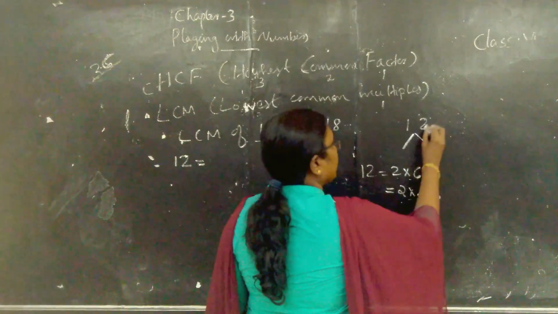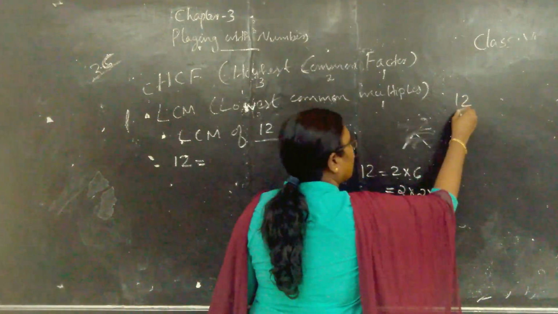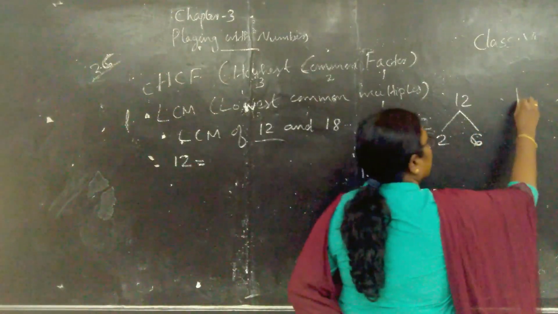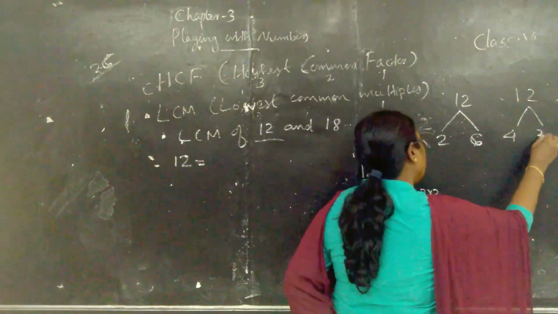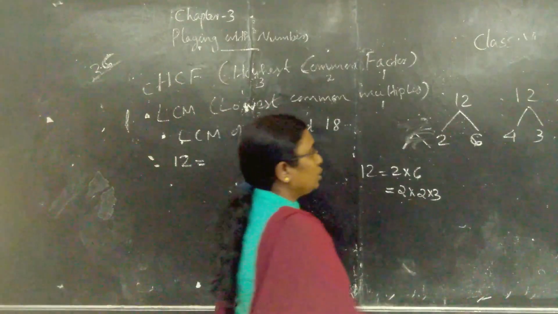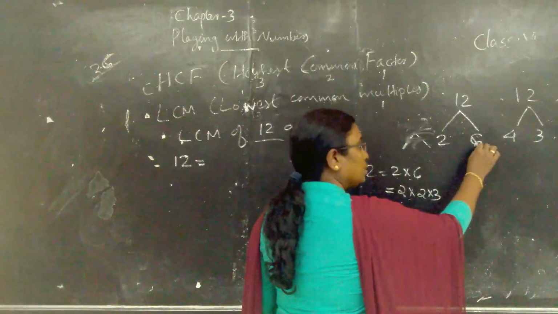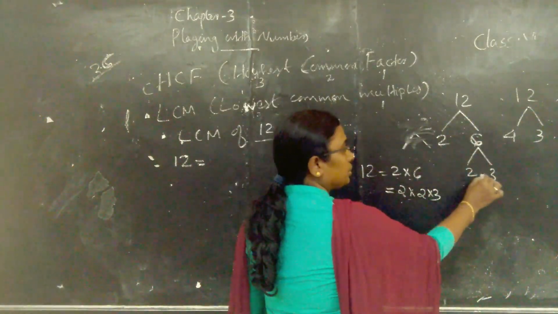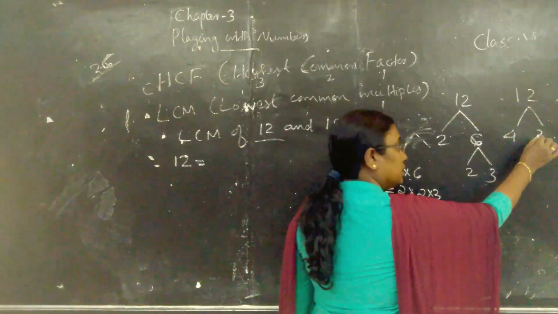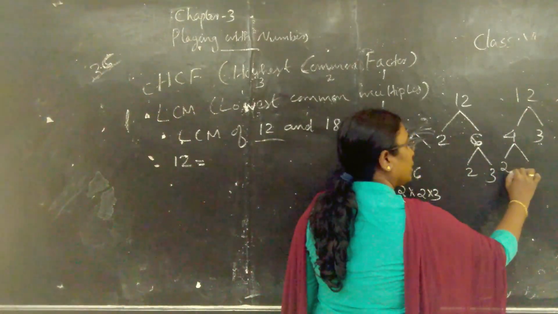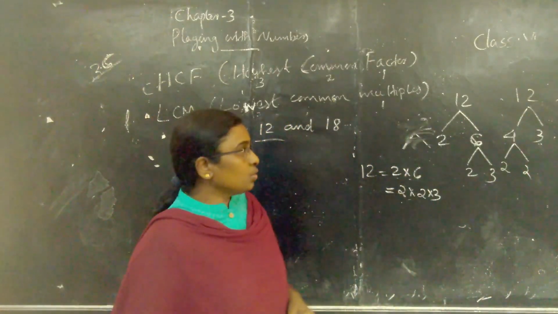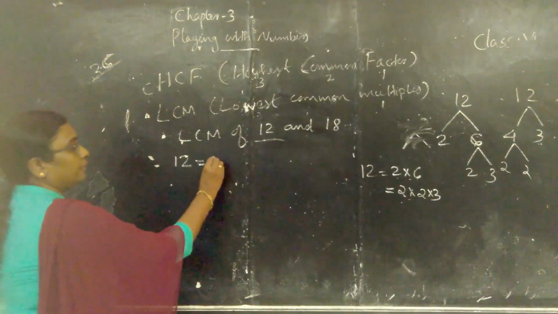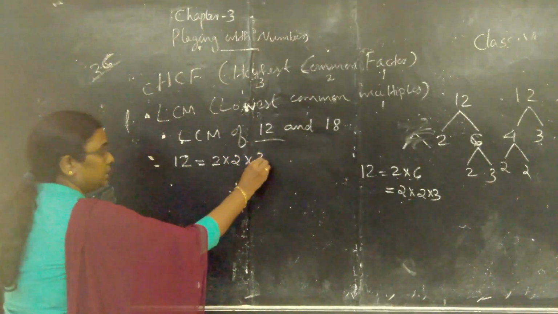We can write 12 equal to 2 into 6, or 12 equal to 4 into 3. In the first way, 2 is a prime number but 6 is not, so factorize 6 again as 2 into 3. In the second, 3 is a prime number, so factorize 4 again: 4 equals 2 into 2. In both cases, the prime factorization of 12 is 2 into 2 into 3.